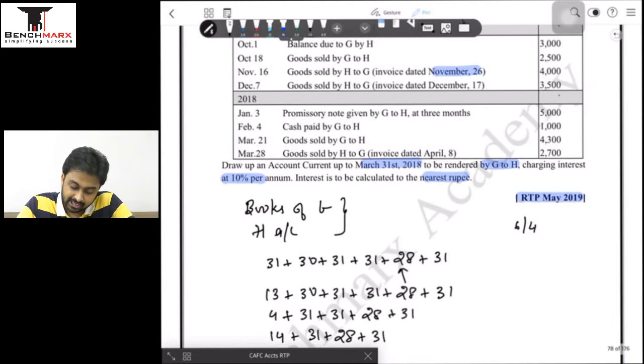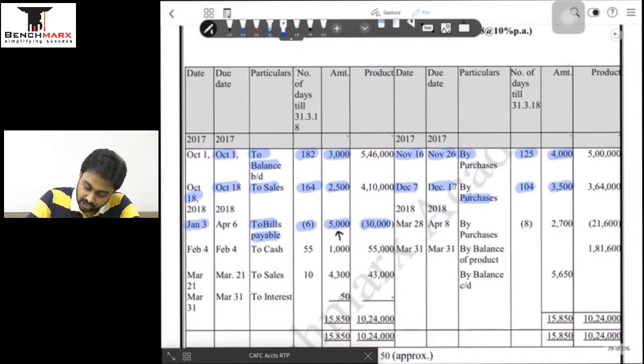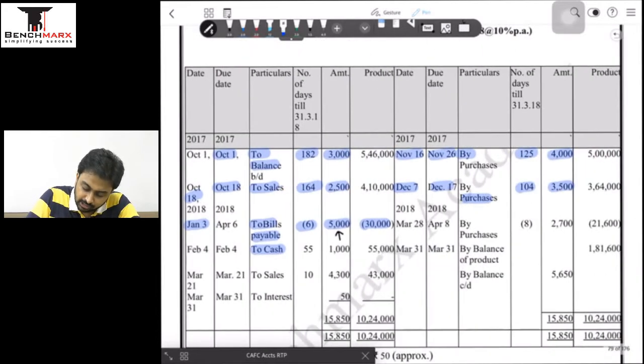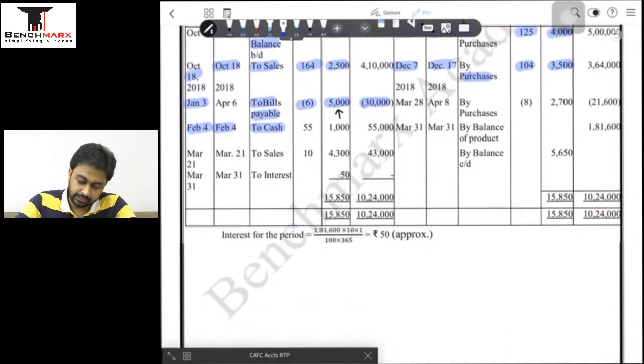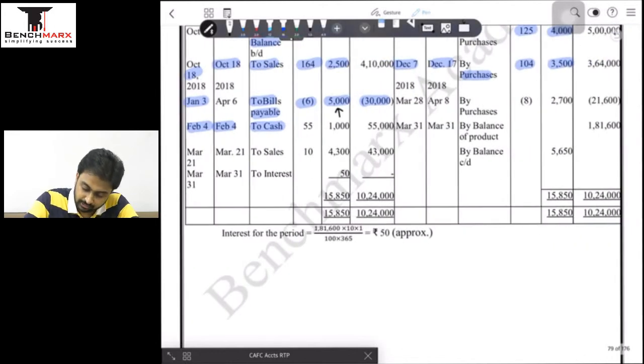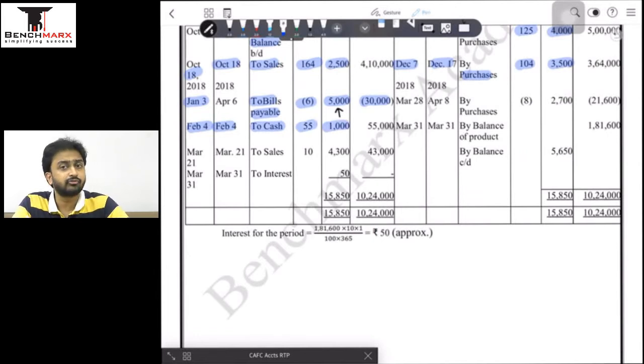ठीक है. Cash paid by G to H, so H account debit to cash bank. Transaction is 4th of Feb. That itself becomes the due date. That is 24 days of Feb plus 31 days of March appears to be 55 here. ठीक है. And amount is here and the product is number of days into amount as usual.